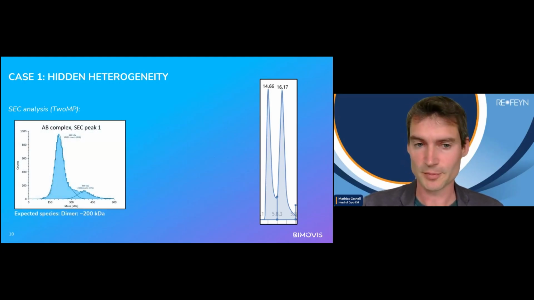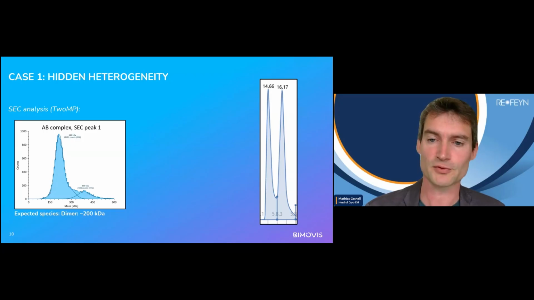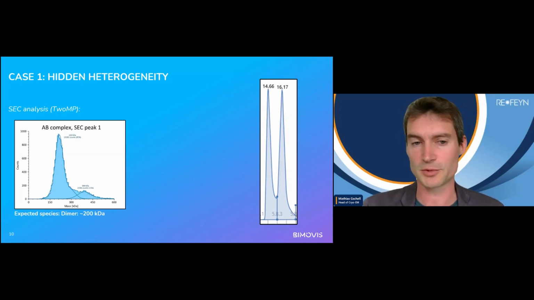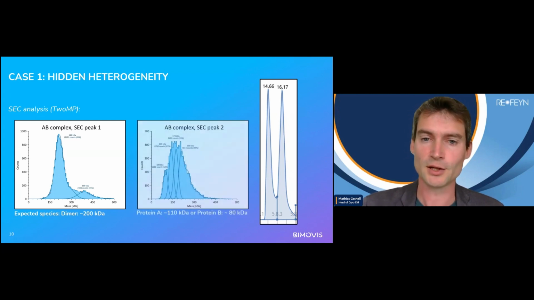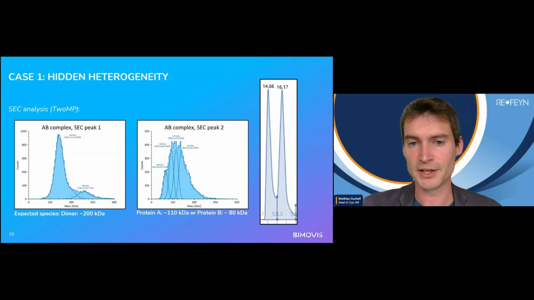And for the first peak, we do get what we expected, which is an above 200 kilodalton peak that is symmetric and relatively pure, with a small amount of artificial heterotetramer, which for this species of protein was to be expected, but the amount is negligible. For the second peak, however, we see a much worse picture.